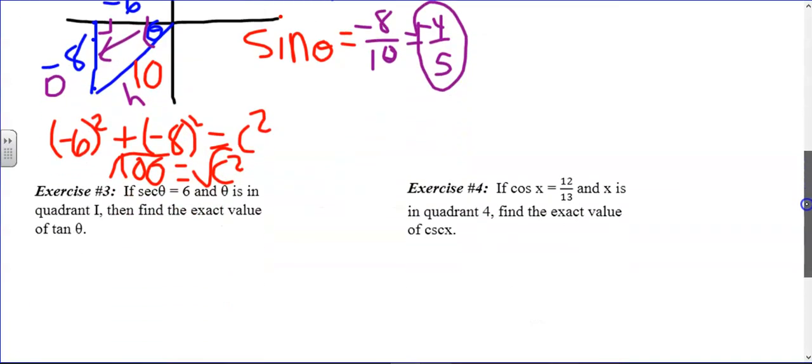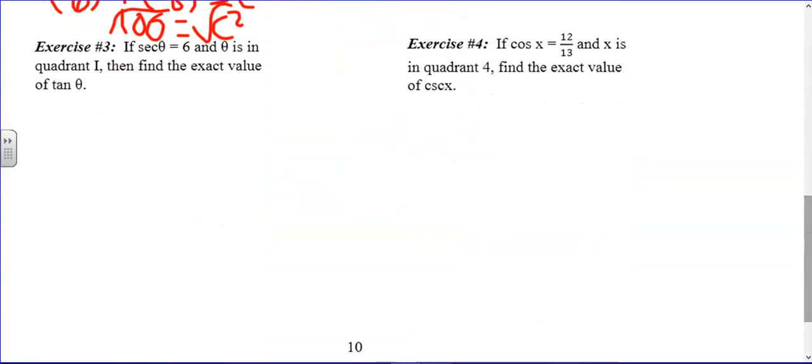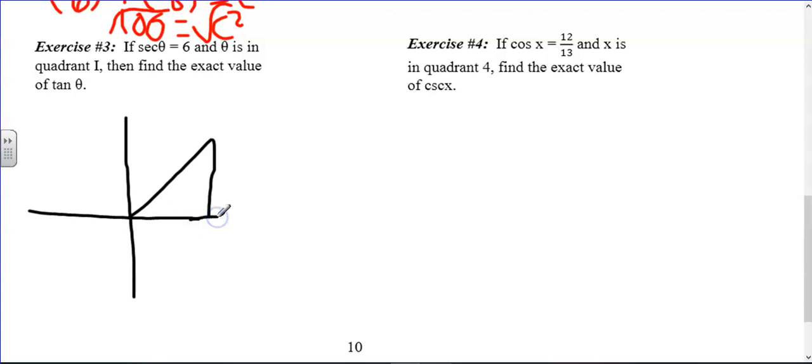We're going to do one more. We're going to actually do exercise 3. So it tells me that secant is 6 and theta is in quadrant 1. So first thing I'm going to do is draw a triangle in quadrant 1. Now, it doesn't really give me other information except that secant is 6. Secant theta equals 6. If I write it as a fraction, it's 6 over 1.